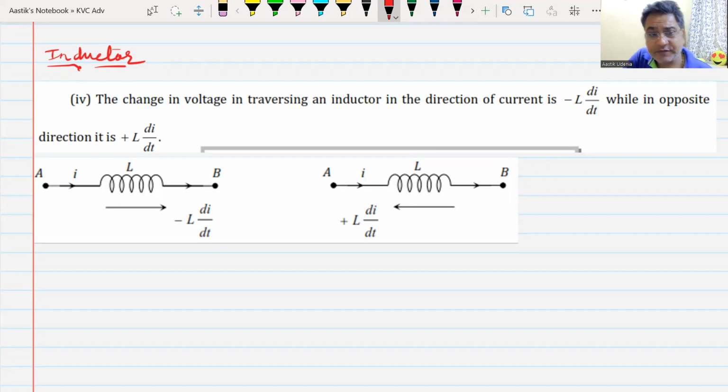Okay, so I think we have understood how to apply this equation, how to use the sign convention.